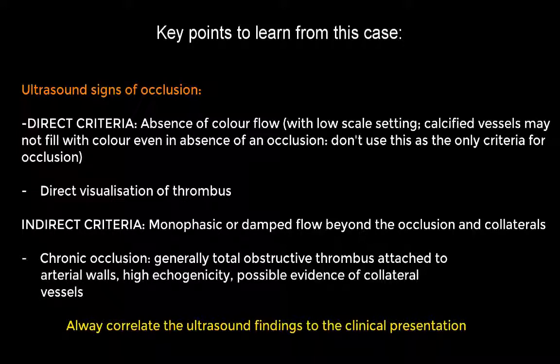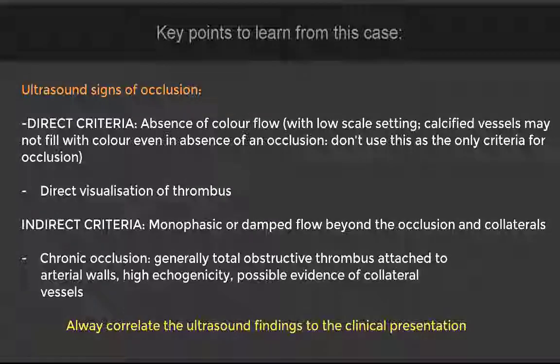To stage the occlusion, we can use ultrasound criteria such as echogenicity of the arterial thrombus, the location of the arterial thrombus, and the presence of collaterals. However, to determine the age of thrombus, we should correlate these ultrasound criteria to the clinical presentation of the patient, as this is the key element for the diagnosis.